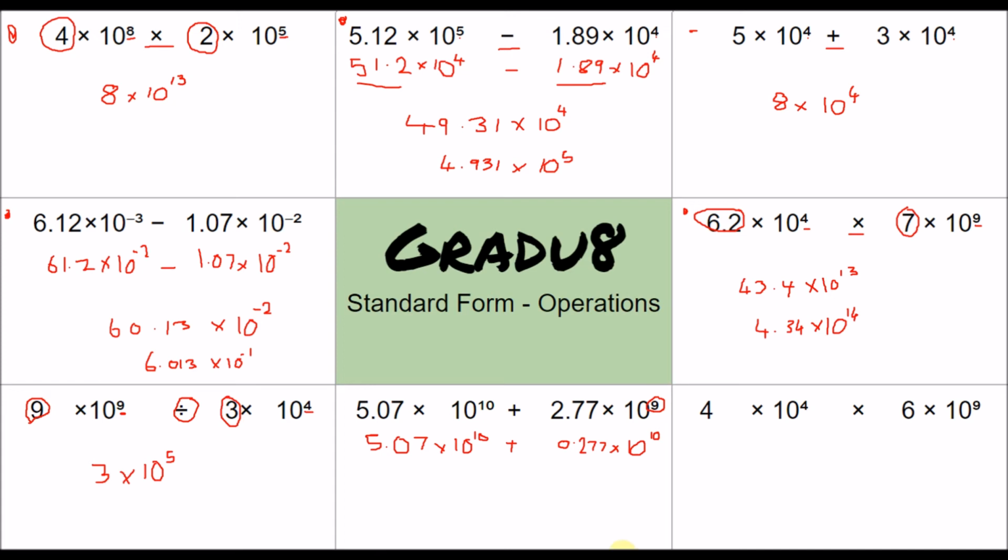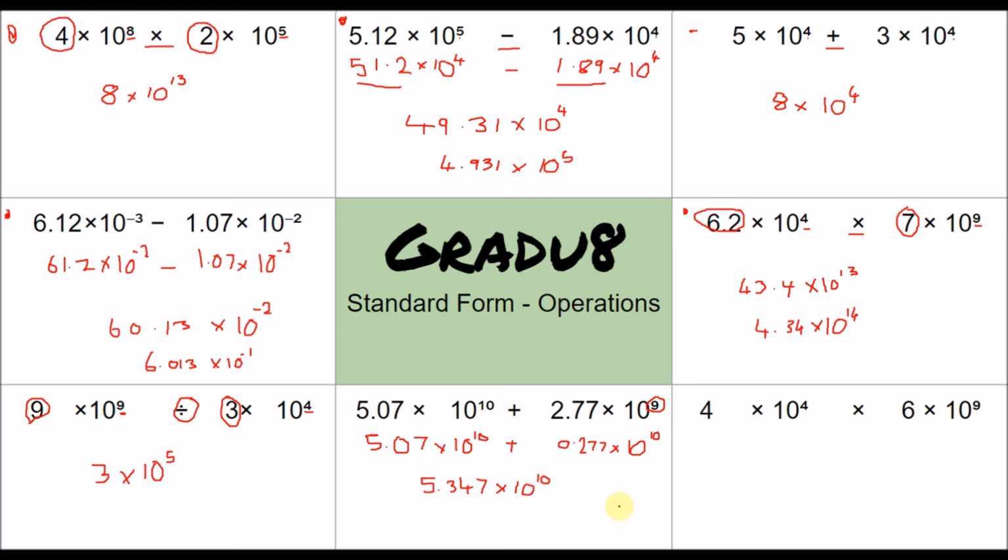So it's an addition question, so I'm going to add those two together. So 5.07 add 0.277. Okay, hopefully you've got lots of work into that one, but the answer to that is 5.347. And I'm going to times that by 10. Now remember, I've made these powers the same, so I can just leave them there. So 10 to the power of 10.